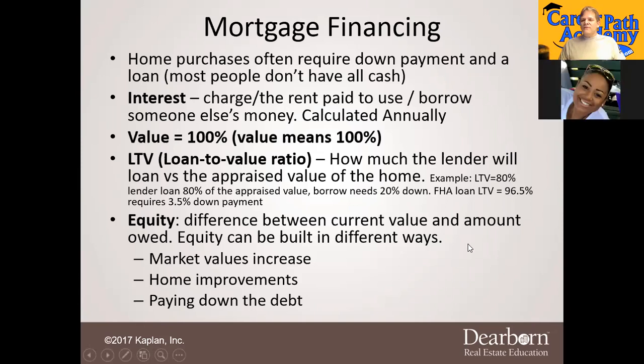If it's an FHA loan, FHA typically requires 3.5% down payment. So the LTV on that would be 96.5, as an example I have written up here already.